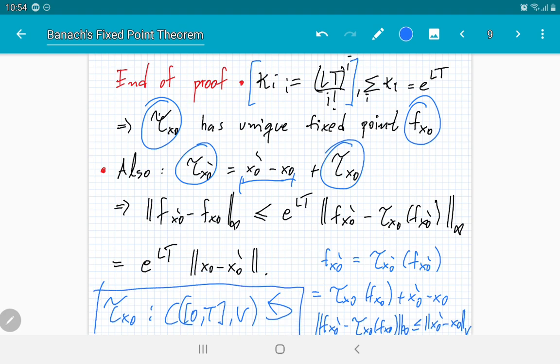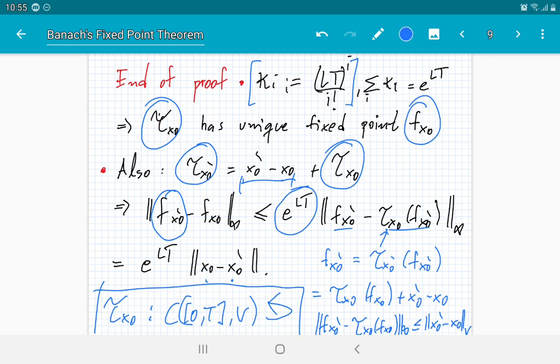So I remember that the last part of Banach's fixed point theorem was that if I want to know the distance of this guy to the fixed point of the map tau x0, one way to go about it is, okay, I have the sum of Lipschitz constants. Then I look at what happens when I apply my mapping, tau of x0 in this case, to f of x naught prime, and look at the distance. And this distance by this calculation is simply the distance between x naught and x naught prime. So we're done. We've shown that by changing the initial condition, you cannot change the solution in norm by more than e to the LT, which is the sum of Lipschitz constants, times the distance between the initial conditions.